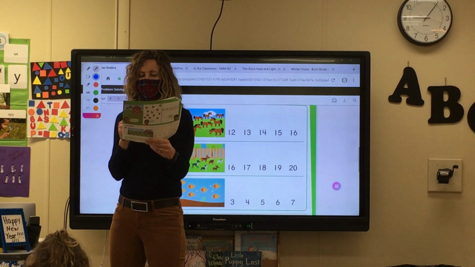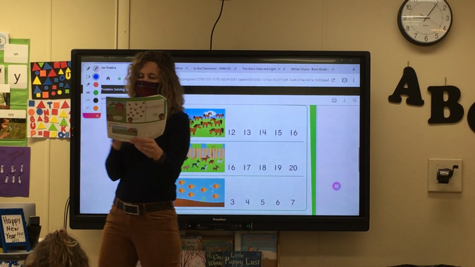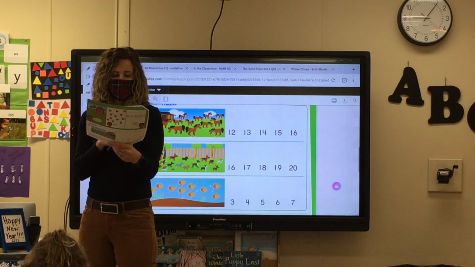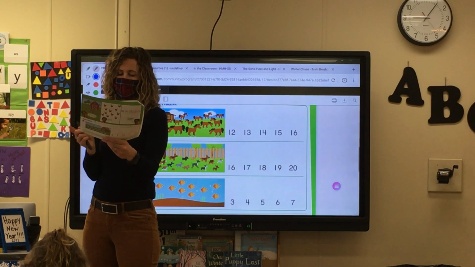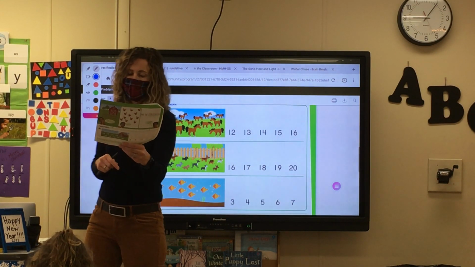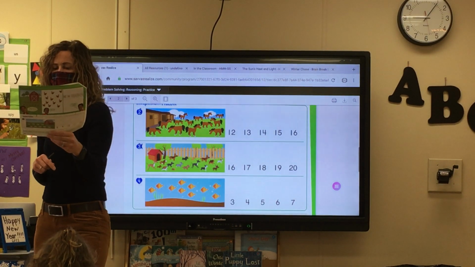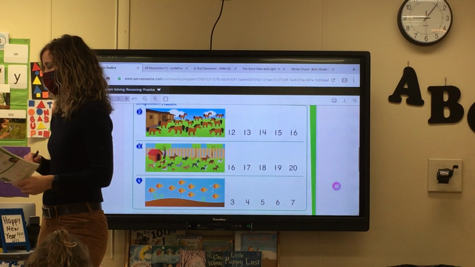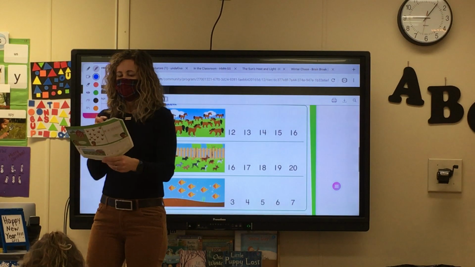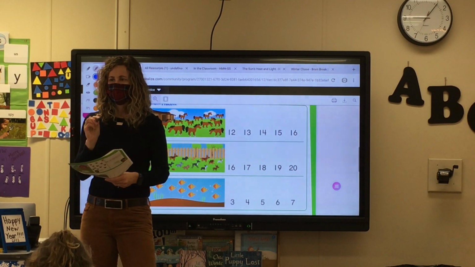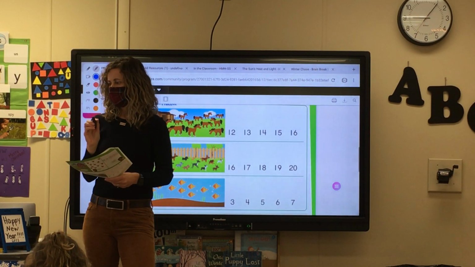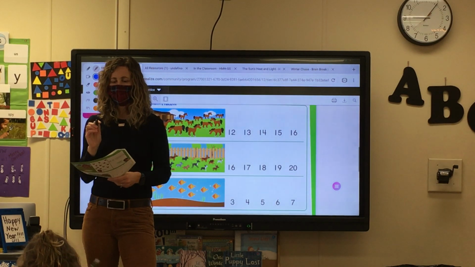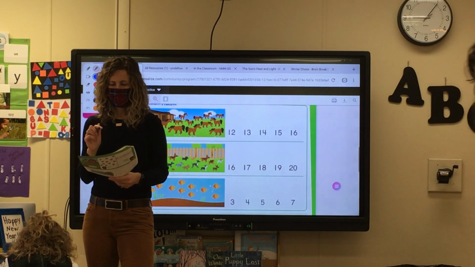There could be 0, 1, or 2 horses that are inside the stable. So it says count the horses that are outside the stable and draw a circle around the numbers that tell how many horses there could be in all. So first of all, we have to mark and count all of the horses. Mark and count all those horses for me.